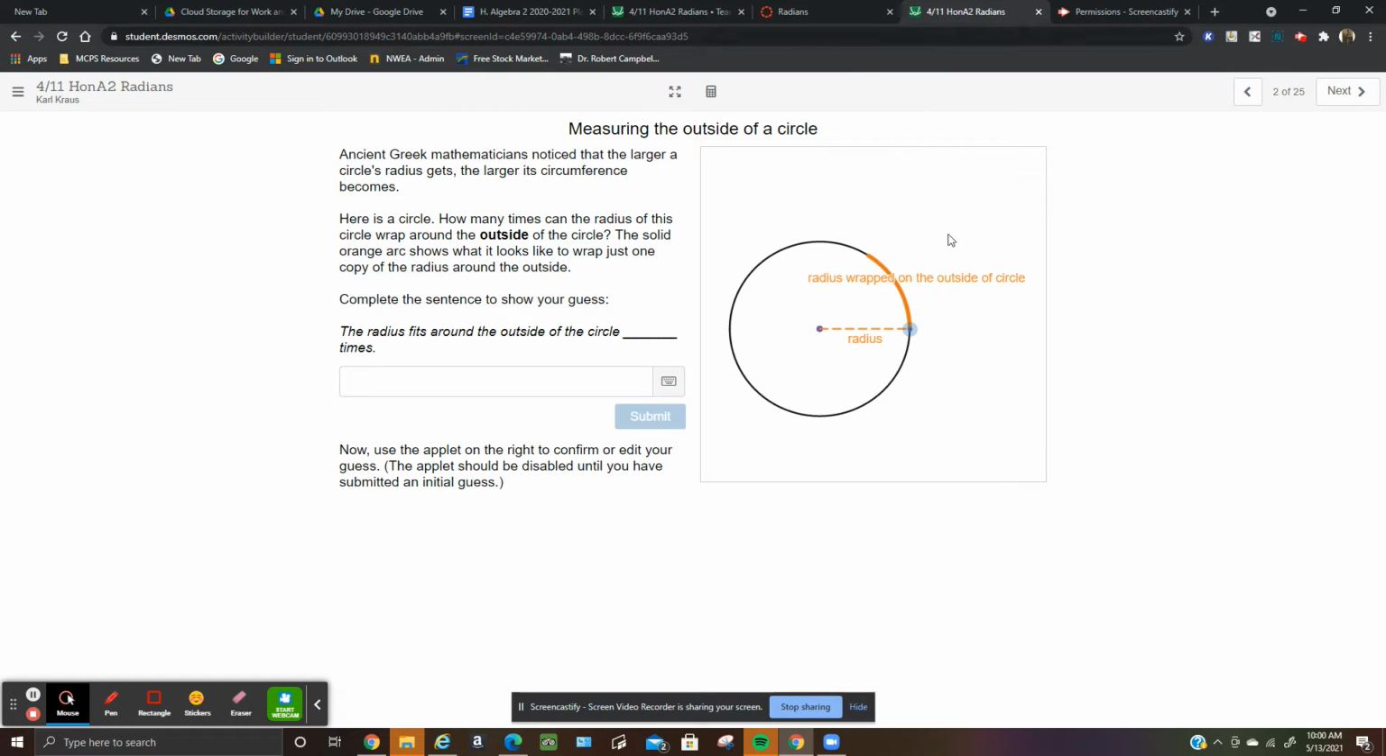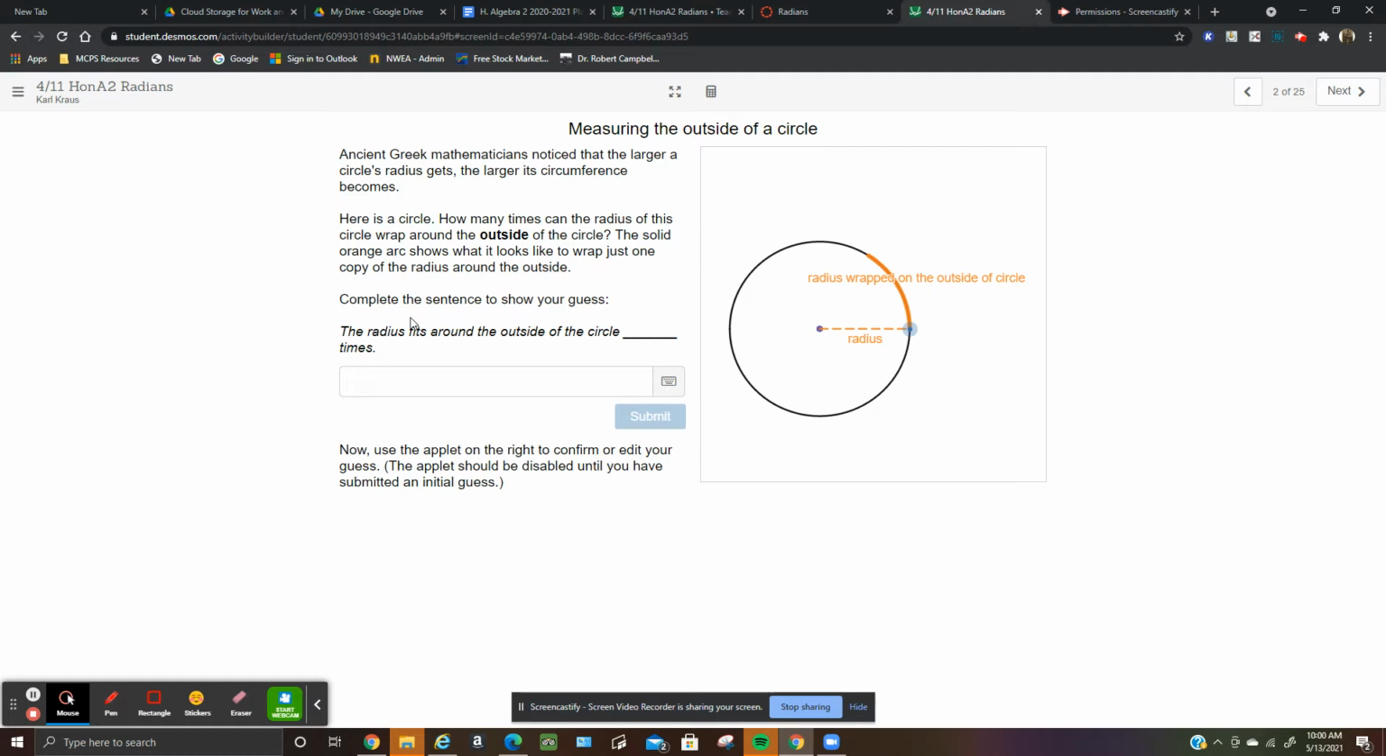All right, this is a video of the Radians activity. Ancient Greek mathematicians noticed that the larger a circle's radius gets, the larger its circumference becomes. Here's a circle. How many times can the radius of the circle wrap around the outside of the circle? The solid orange arc shows what it looks like to wrap just one copy of the radius around the outside.